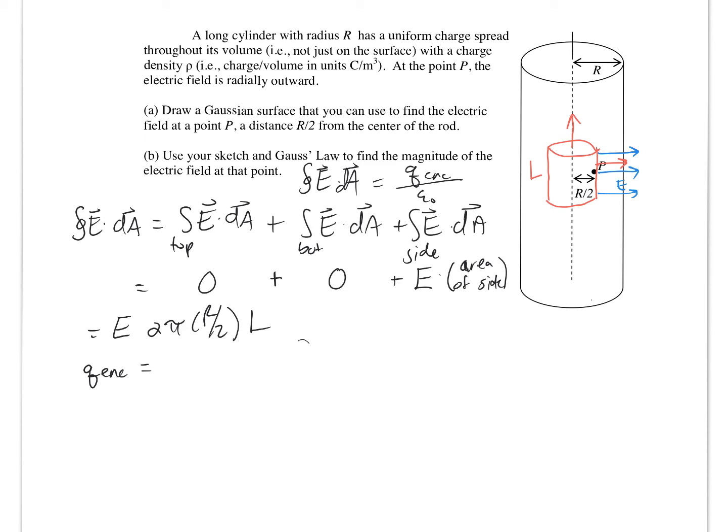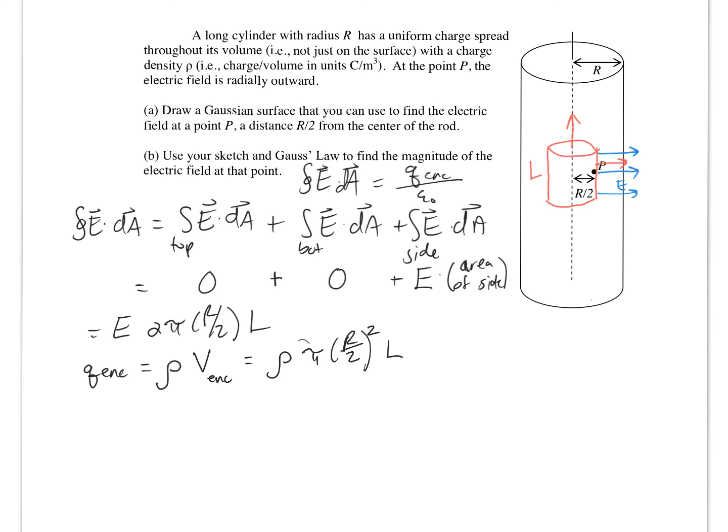Okay, now we can move on and evaluate the right-hand side of this equation and look at the enclosed charge. Well, the enclosed charge is just going to be rho, the charge per unit volume, times the volume of our Gaussian surface. And that's just going to be rho times the volume of our cylinder. And the volume of a cylinder is pi times the radius of the cylinder, which in this case is big R over 2 squared, times L.